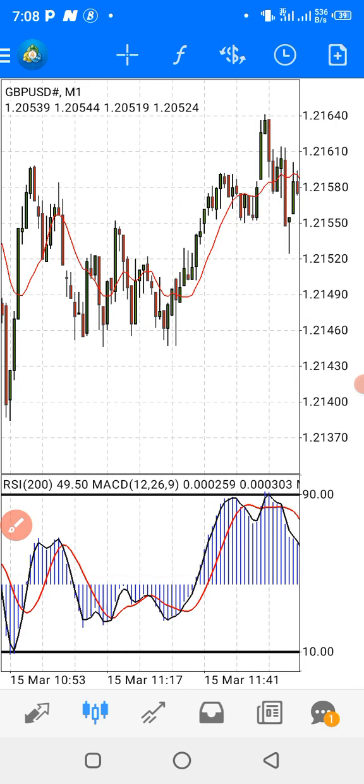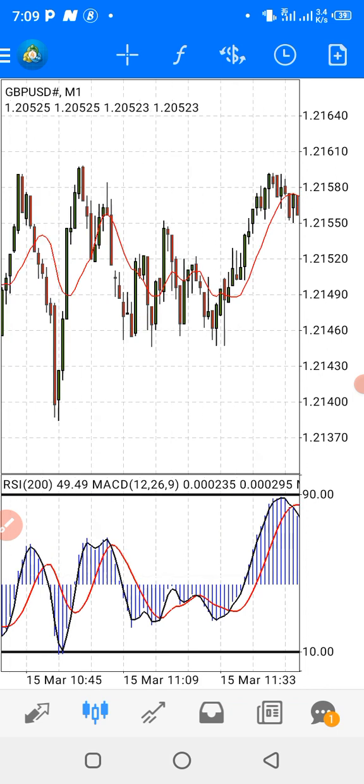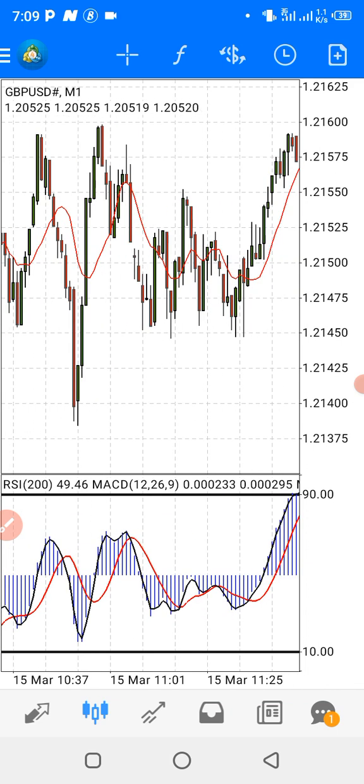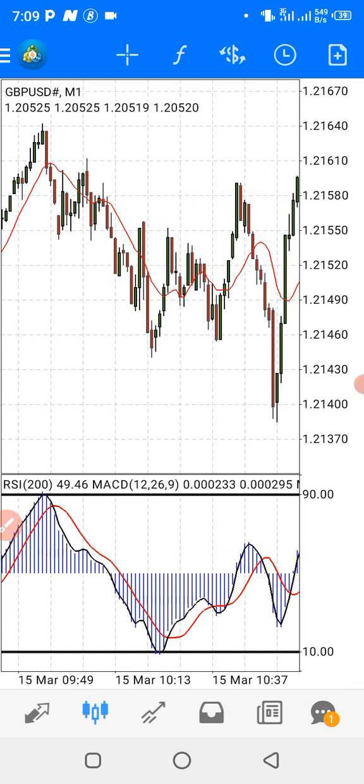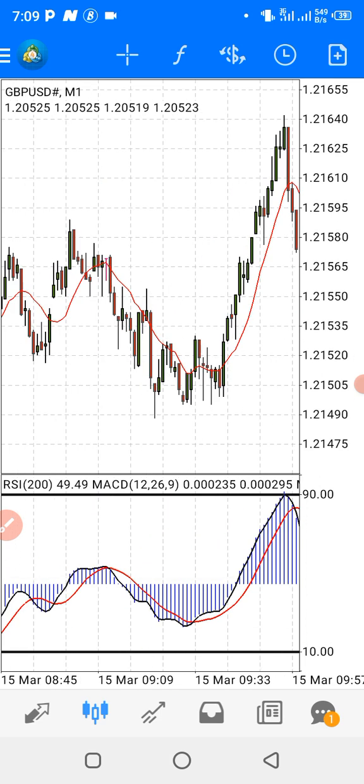Let me look for another one and show you guys how it actually works. It was trying to form right here, but this strategy is not 100% sure. It's not a 100% working strategy. Okay guys, let me show you another one that is happening right here.